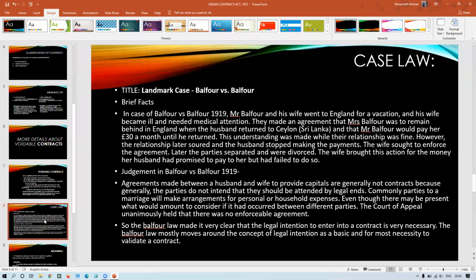So the wife had to sue her husband. She goes up to the court of law and files a petition against her husband, telling that he had said he would be paying this amount of money to his wife, but he didn't pay. But this does not hold good in the eyes of law. Why? Because a relationship between husband and wife need not be a contract.